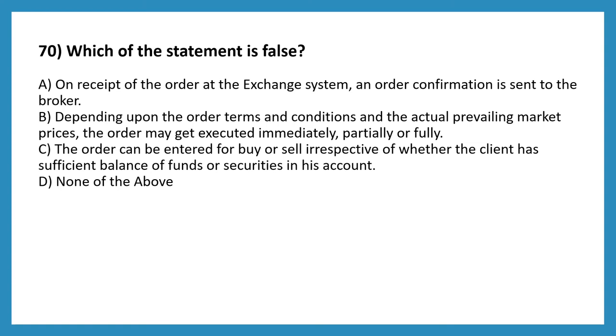Which of the following statements is false? Option A, on receipt of the order at the exchange system, an order confirmation is sent to the broker. Option B, depending upon the order terms and conditions and the actual prevailing market prices, the order may get executed immediately, partially or fully. Option C, the order can be entered for buy or sell irrespective of whether the client has sufficient balance of funds or securities in his account. Option D, none of the above. The correct answer is option C.